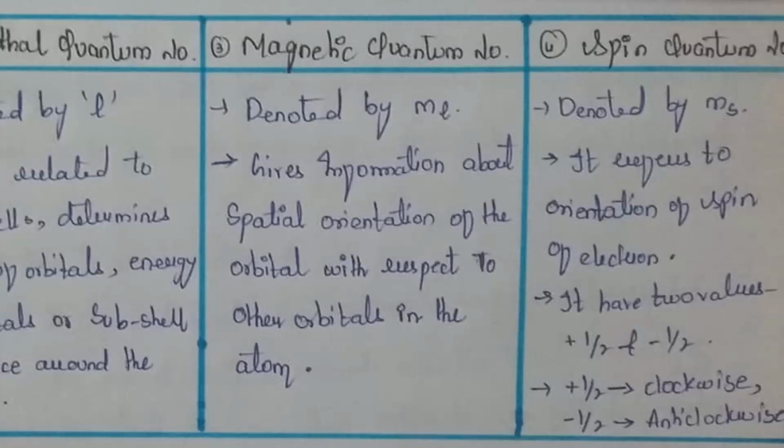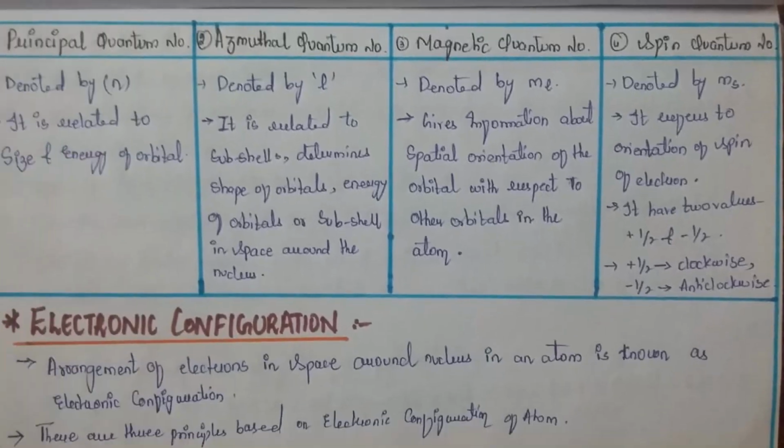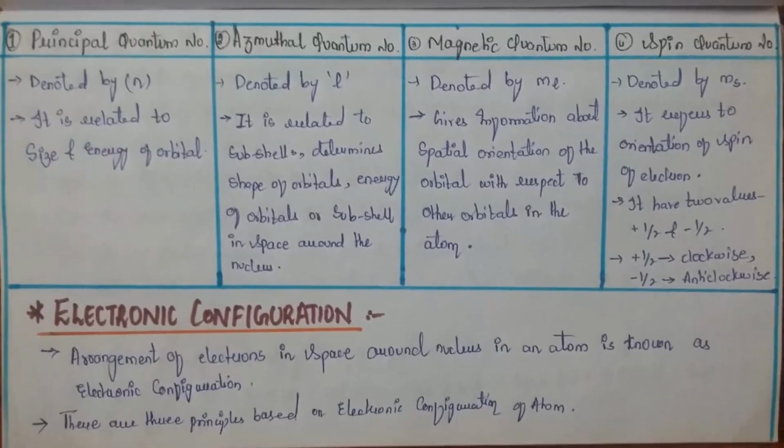Now the last quantum number is spin quantum number, which is denoted by s or ms. It gives information about orientation of spin of electrons. Spin quantum number has two values, plus half and minus half. Plus half is clockwise and minus half gives information about anti-clockwise. These are the four quantum numbers.